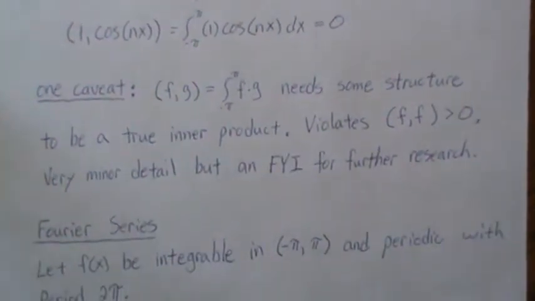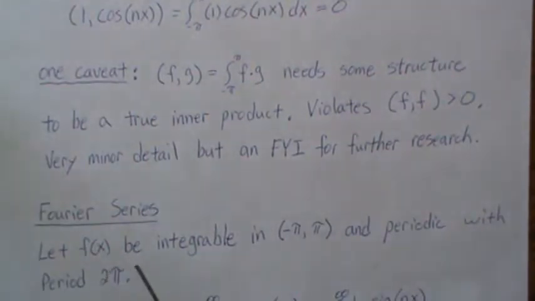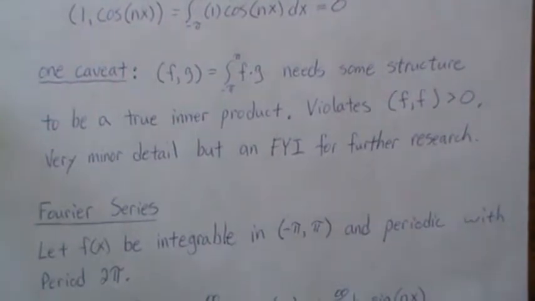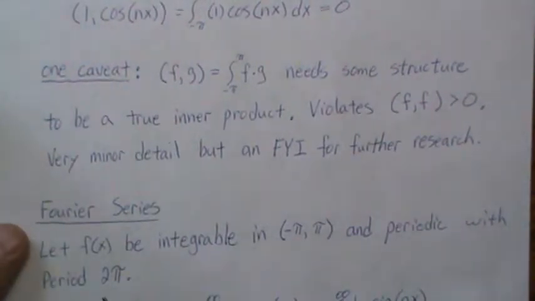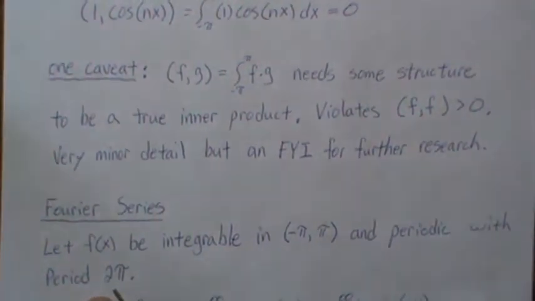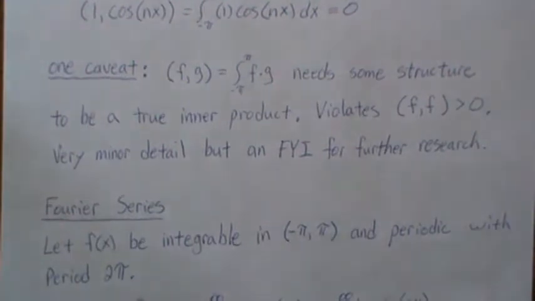So let's look at a Fourier series. f must be integrable in this domain and periodic with period 2 pi. And that's what our basis functions are. They're all periodic with period 2 pi. Some of them have a period less than 2 pi, but all are periodic within 2 pi.